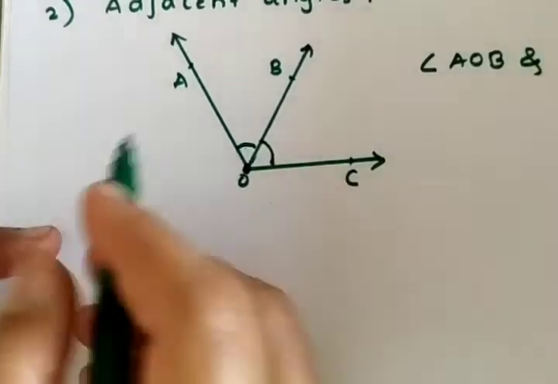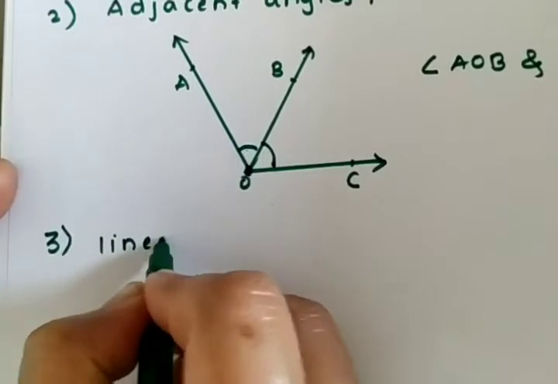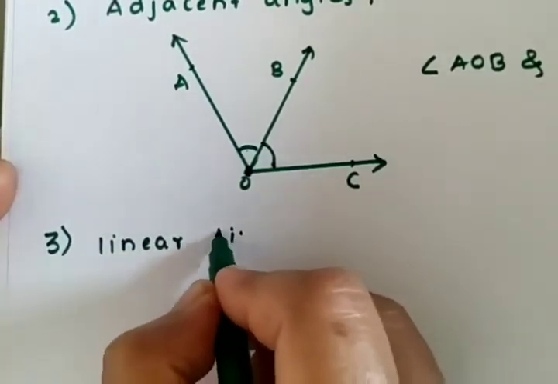Now we'll see the next type of pair of angles, that is linear pair.